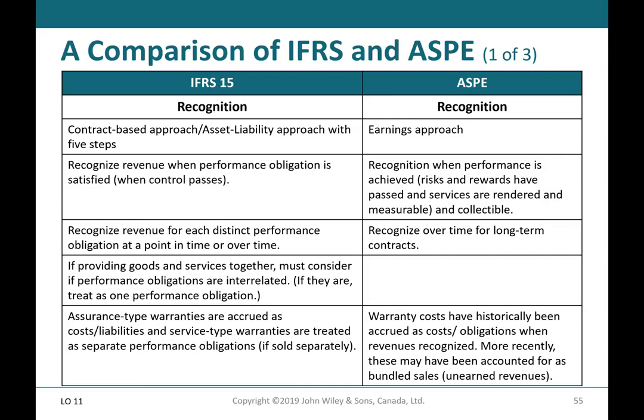IFRS. Assurance-type warranties are accrued as costs or liabilities, and service-type warranties are treated as separate performance obligations if sold separately. ASPE. Warranty costs have historically been accrued as costs and obligations when revenues are recognized. More recently, these may have been accounted for as bundled sales or unearned revenues.